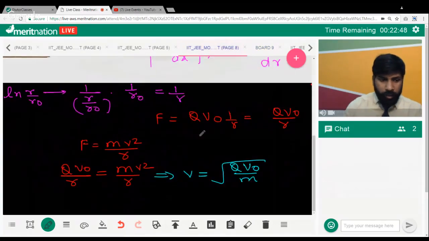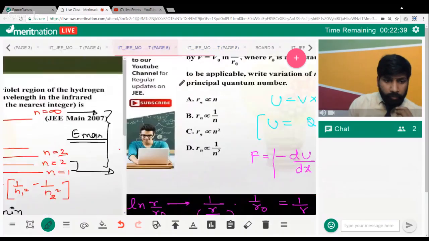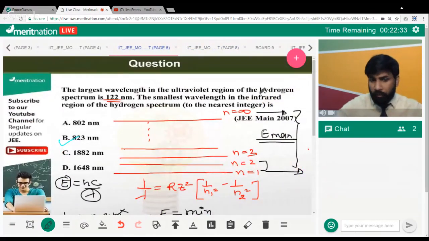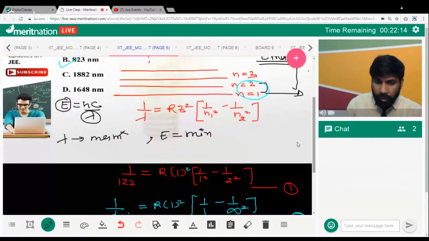So here the correct answer is option A. Students, let me show you one more thing. In this example, the largest wavelength in the ultraviolet region of the hydrogen spectrum, we took 1 and 2. Now the next one, the smallest wavelength in the infrared region of the hydrogen spectrum, to the nearest integer. One thing, students: if nearest integer is not mentioned, we can take this one.